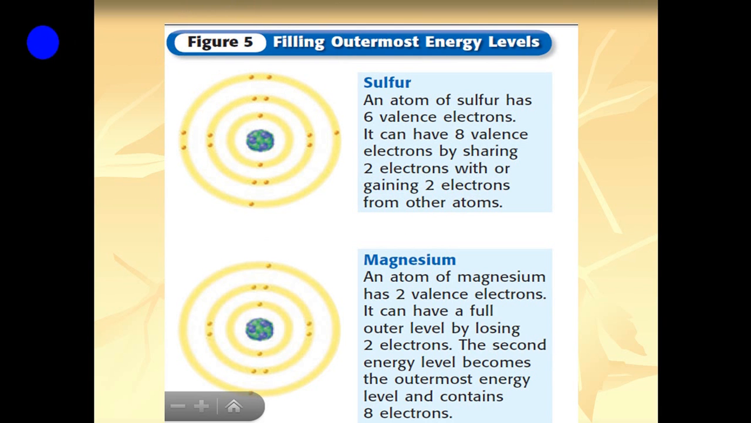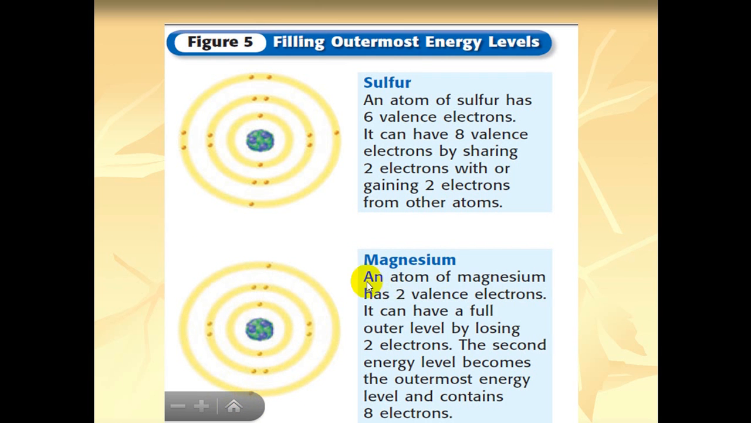Let's see magnesium. An atom of magnesium has 2 valence electrons. Here is 1 electron and here 1 electron. So the outer shell has 2 valence electrons. So what is the case here? Do you think magnesium will take 6 electrons from outside to complete the outer shell to have 8 electrons, or will it easily lose the 2 electrons and stay with the inner shell which has 8 electrons?